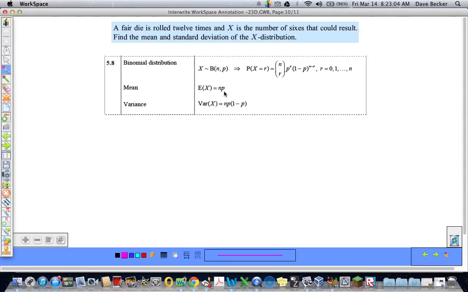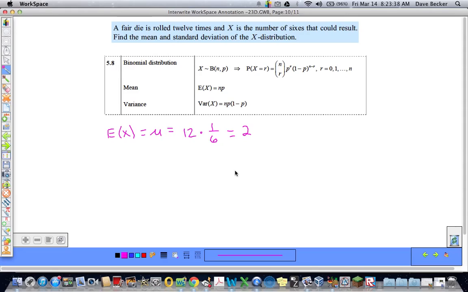Ready? So the mean is equal to the number of trials, which is 12, times the probability of success. What's the probability of rolling a 6? 1 out of 6. Could this be any easier? So the mean is equal to 2. How easy is that?